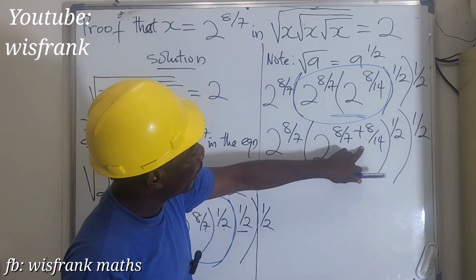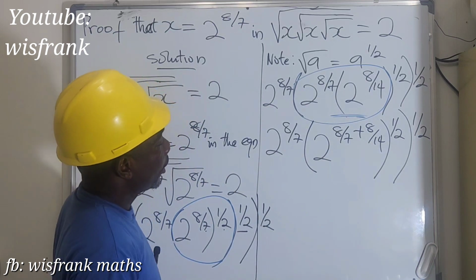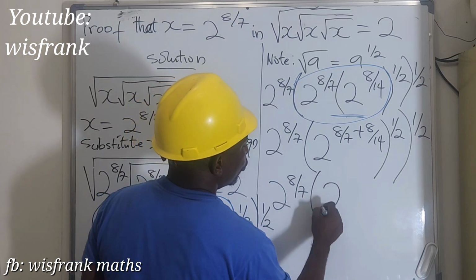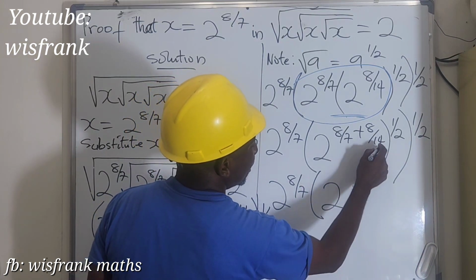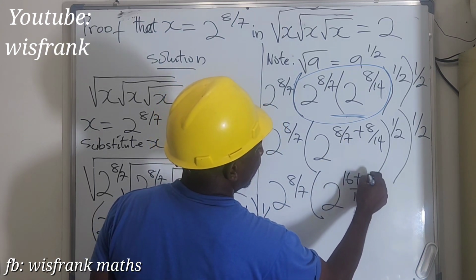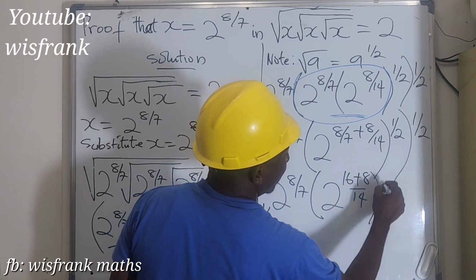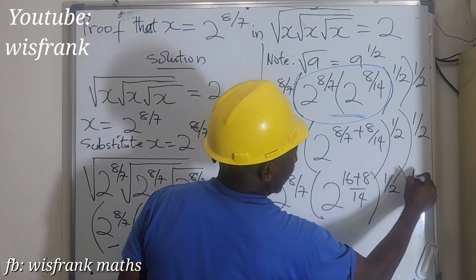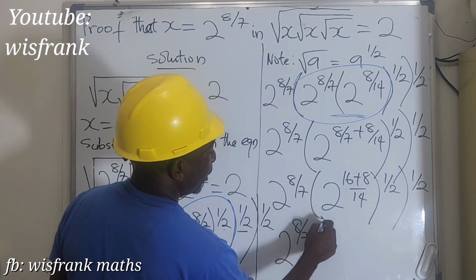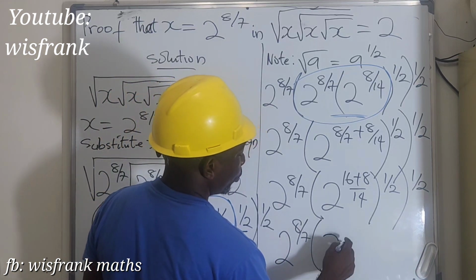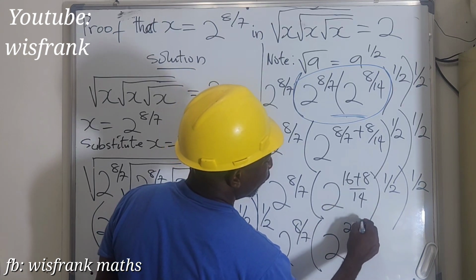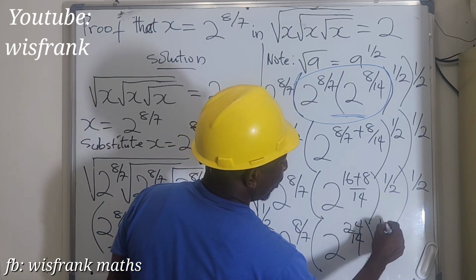So we need to evaluate the inner parenthesis. That will become 2 raised to the power of 8 all over 7 into 2, because we take the LCM of 7 and 14, which is 14, and here is 16 plus 8, raised to the power of 2. We bring these two down, raised to the power of 2. So this will become 2 raised to the power of 8 all over 7 into 2 raised to the power of, this is 16 plus 8, which is 24 all over 14, all raised to the power of 2.